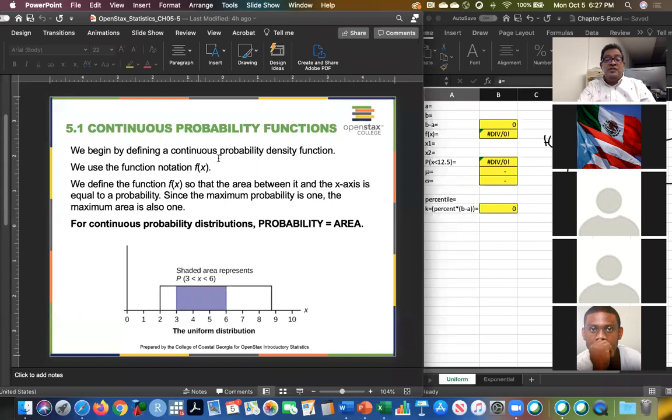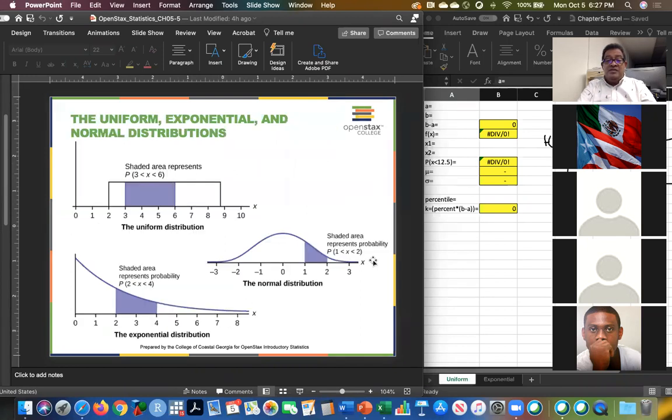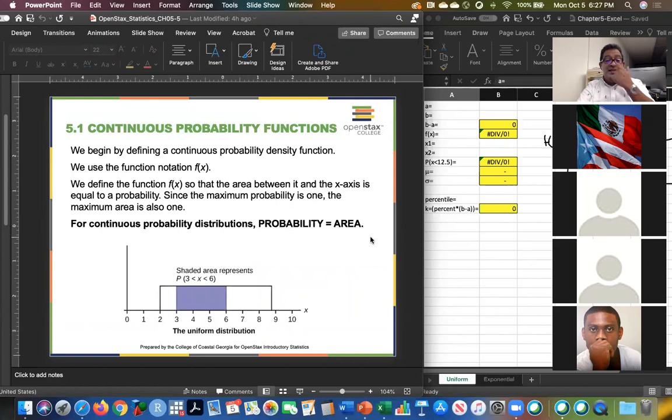We use the function notation f of x, and we define this function so that the area between it and the axis is equal to the probability. Since the maximum probability is 1, the maximum area is also 1. So in this case, is there any probability that 1 is going to happen? Well, the answer is no, because it's not within this area. Probably something similar happens here. So we cannot measure probabilities that are outside of our area. For a continuous probability distribution, the probability is represented by the area under the curve. We have repeated that several times.